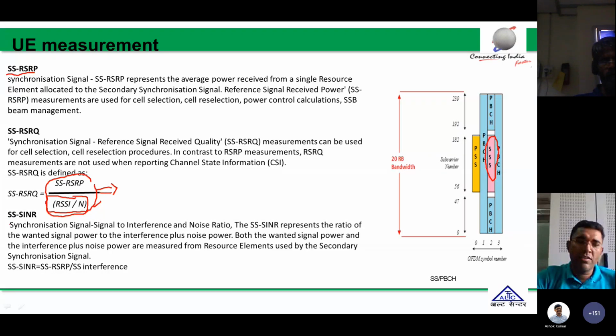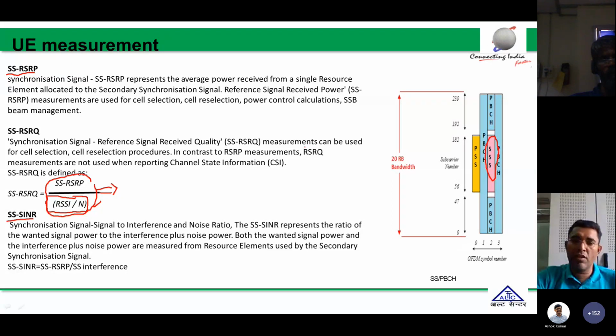And the third one is the SINR. So SINR basically measures the interference with respect to RSRP. It is measuring the interference. Actually, the secondary synchronization signal has the same frequency and time domain in nearby cells. That's why a high interference is there.